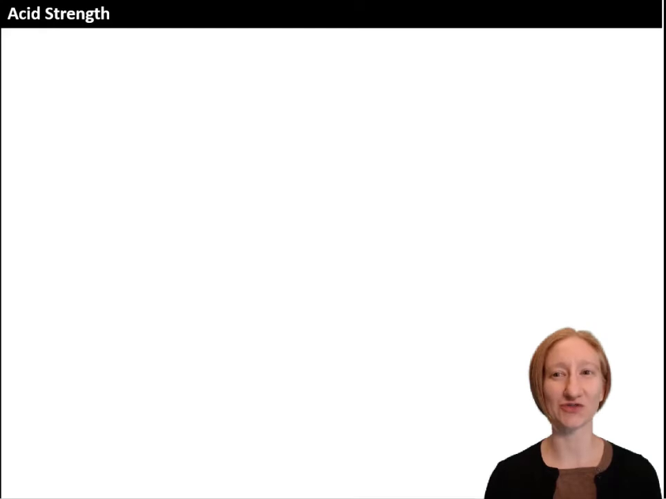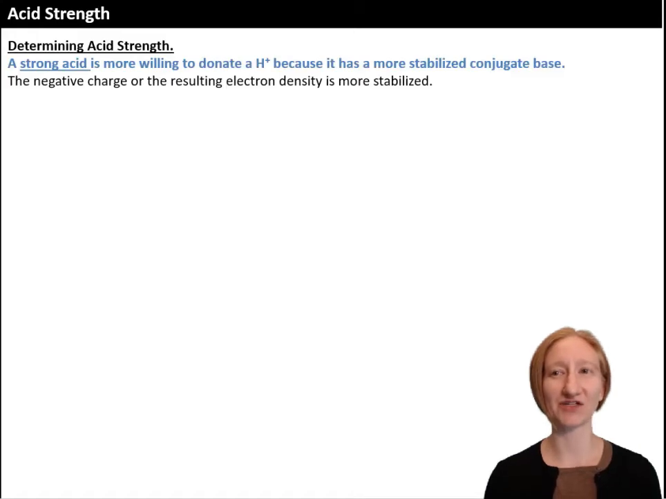This way we can look at two structures and predict which is more acidic, based on the features of the molecule itself. So first, let's remind ourselves that as we've been discussing acid strength with pKa values, we've said that a strong acid is more willing to donate its proton than a weak acid. And that's because in a strong acid, the resulting conjugate base is more stable. And this is usually because the negative charge that results when the acid loses its proton is more stabilized. And the negative charge or the electron density can be stabilized in different ways. And that's what we'll look at here.